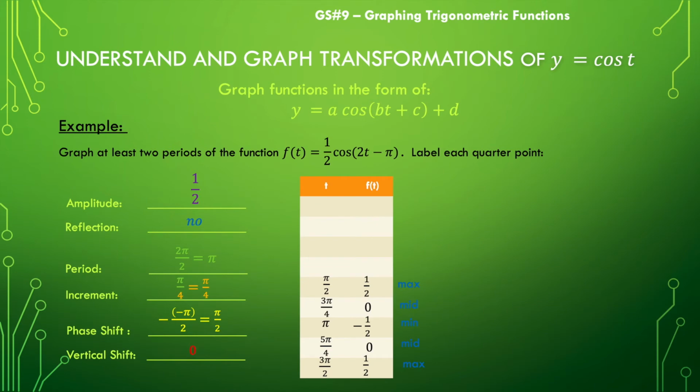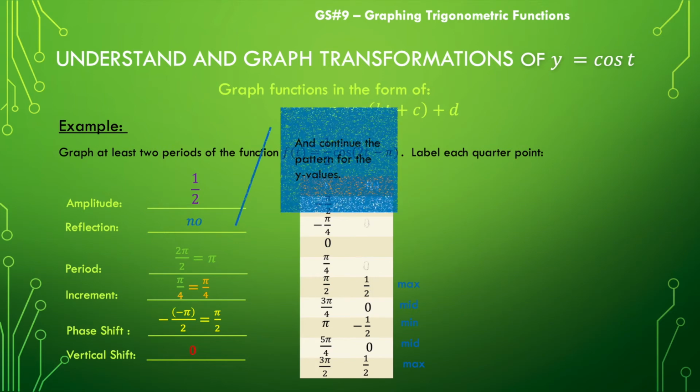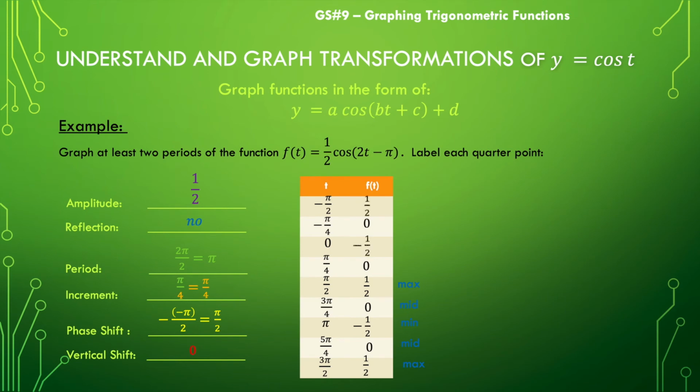Now we're going to continue this pattern and subtract π over 4. Subtracting π over 4 from π over 2 will give us π over 4, 0, negative π over 4, and negative π over 2. Then we can continue our pattern for our y values, our f(t) values. Every other y value will be a 0, and the other values will alternate between negative 1/2 and positive 1/2.